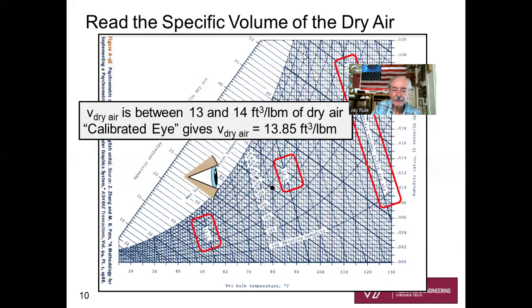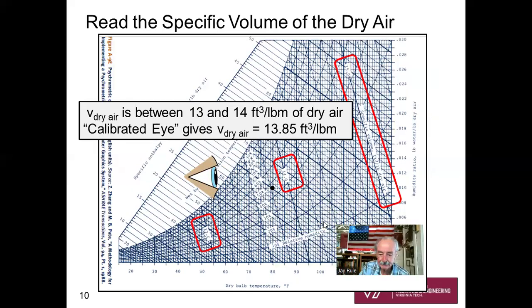The next thing we need to do is read the specific volume, little v, of the dry air. Here's our state. So we've got to start shopping around. Where am I going to get specific volume? And I'll have to tell you, I had a little tough time finding this after it had been years since I used a psychrometric chart.